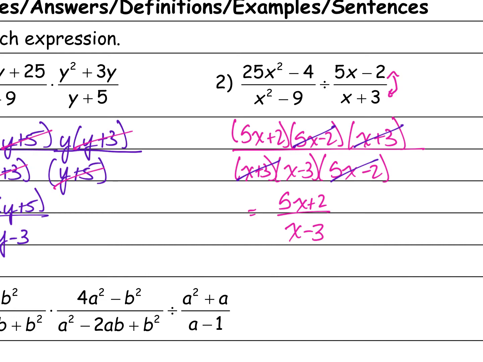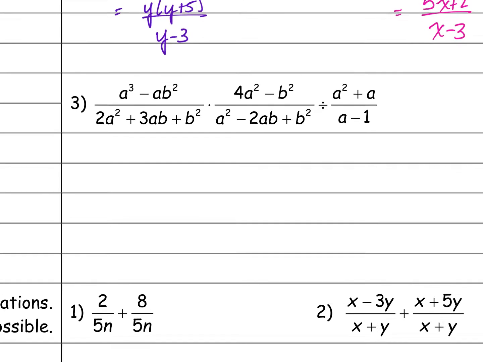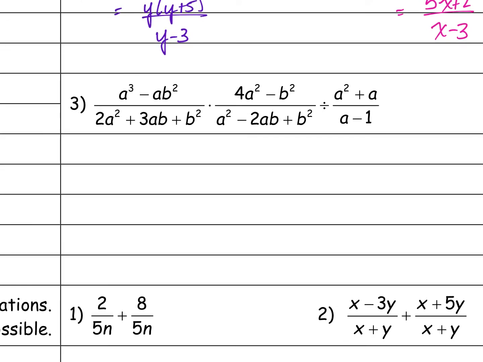Whew. And then we have this big ugly one down here. So let's see, what are we going to factor out here? On the top here, I'm going to factor an a, and I get a squared minus b squared. Okay, so that leaves me with a times a plus b times a minus b. I'm just going to factor all the top first. And then I'm going to get 2a plus b times 2a minus b.